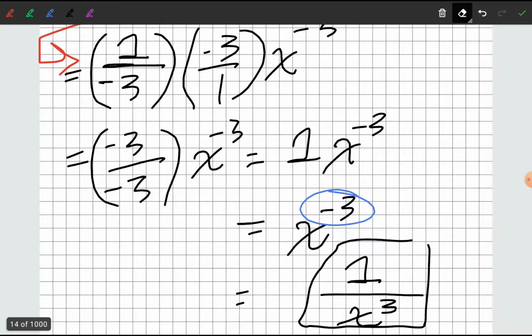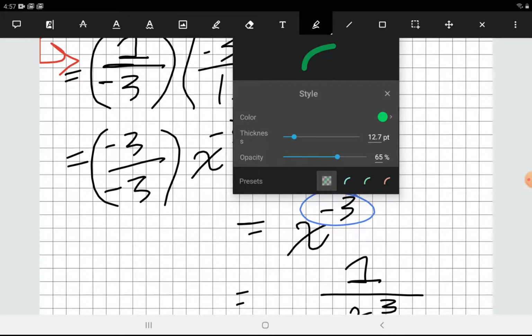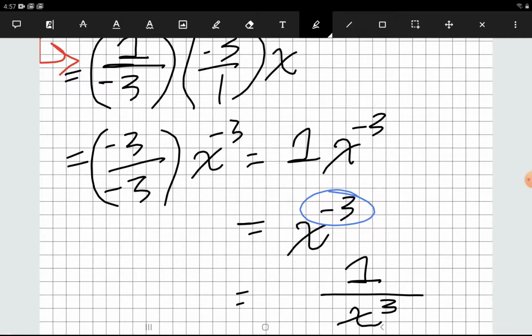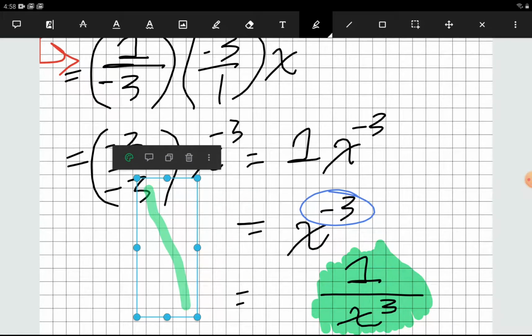Oh my god. Let me get my highlighter. There we go. Highlight. That's your answer right there. Oh, oops.